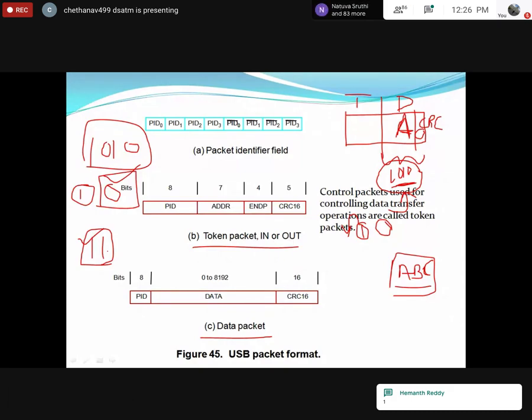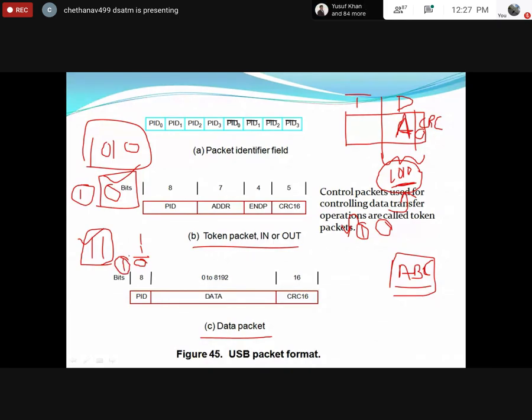Hemant Reddy says 1. Any other answer? Lata Shekhar says 1-1. No, just look at this. You should add all the bits. What are all the bits? 1 and 1, right? I'll add 1 with 1. So 1 plus 1 is 0, and the carry bit is 1. I'll neglect this carry bit. So I'm getting 0 as the CRC code.